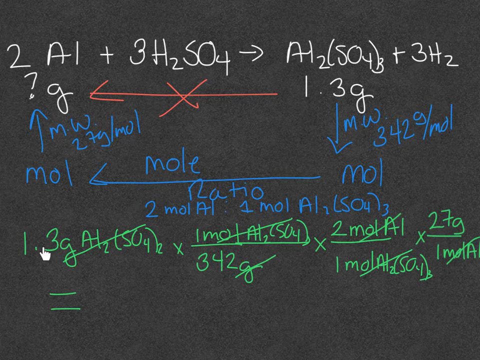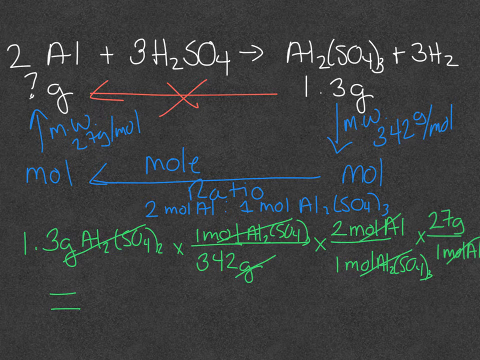it makes it faster for me, in my calculator I will literally type 1.3, and then I come over here and I could type times 1, but then I would type divide by 342, and then I would say times 2, and then if I wanted to use the 1, I'd say divided by 1, and then I would say times 27 and then divide by 1. That just streamlines it for me. You don't have to do it that way.